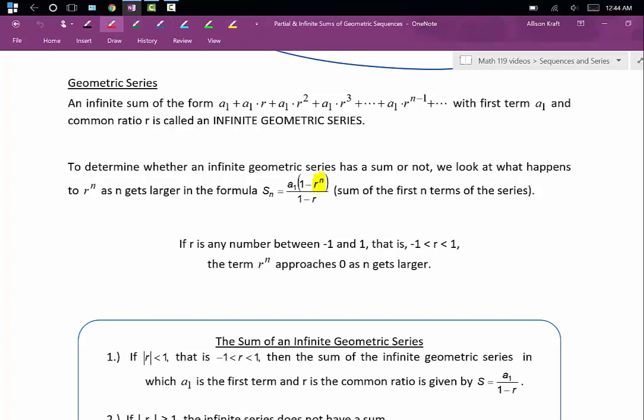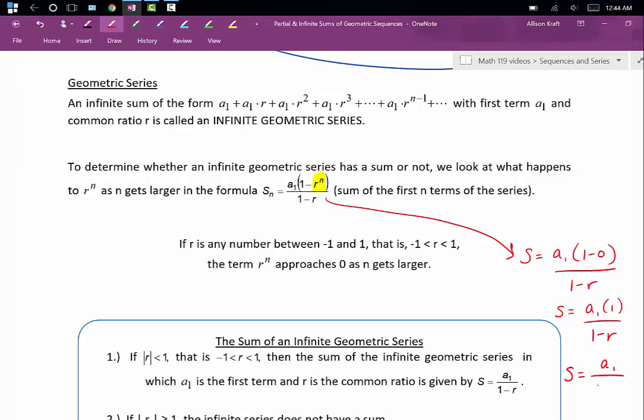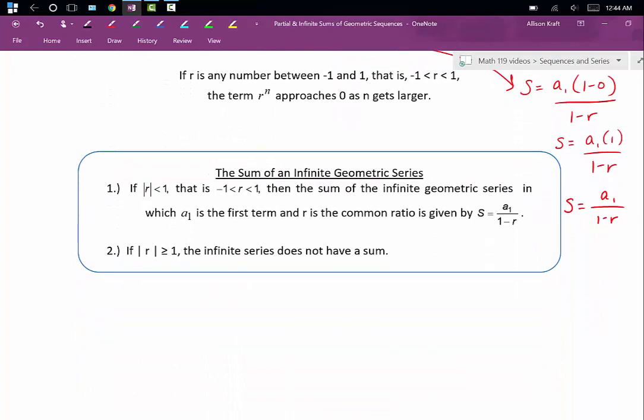And what does that look like if this becomes 0? Well, our sum is going to be a sub 1 times 1 minus 0 over 1 minus r. Right? Well, that's going to give me a sub 1 times 1 over 1 minus r. We end up with the formula a sub 1 over 1 minus r. And that's exactly what we're going to see in the summary box.